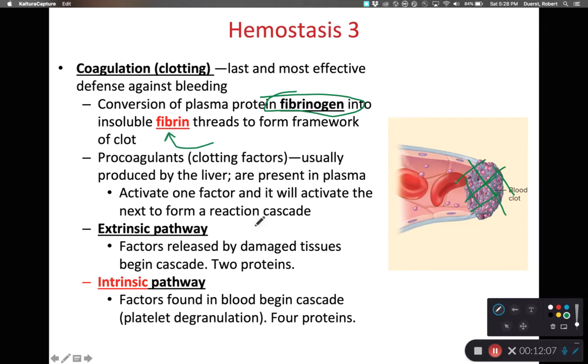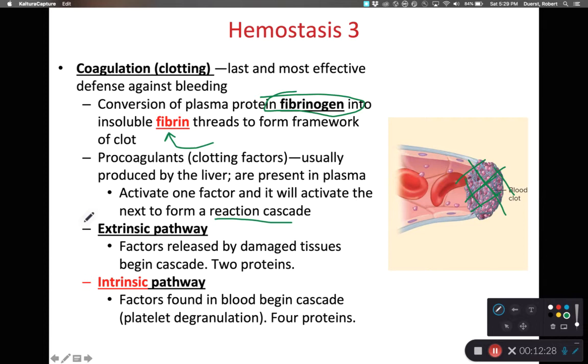And the platelets themselves can release procoagulants, and some of these procoagulants will already be waiting in the bloodstream. They've been released by the liver into the blood plasma, and one chemical will activate another chemical, which will activate another chemical, which will activate another chemical. It's a reaction cascade, and we'll talk about them in just a couple slides.